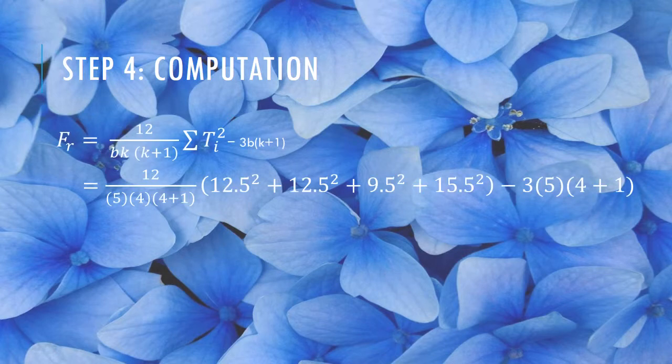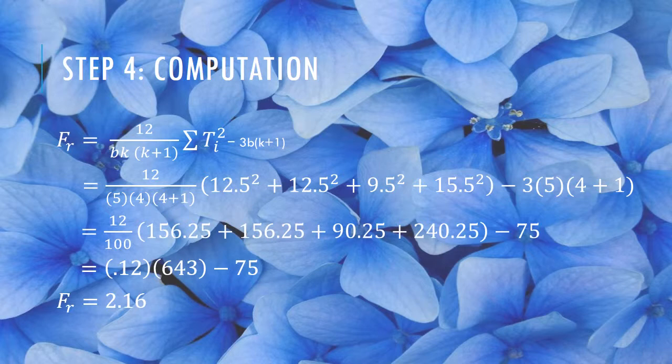Applying the formula of the Friedman test, we need to substitute the values for every variable we have. Since we have 5 children, we substitute 5 for B. Since there are 4 antibiotics, we substitute 4 for K. And then substituting all our rank sums for every treatment and applying our knowledge in algebra, computing all of these, we have come up with 2.16 as our computed value.